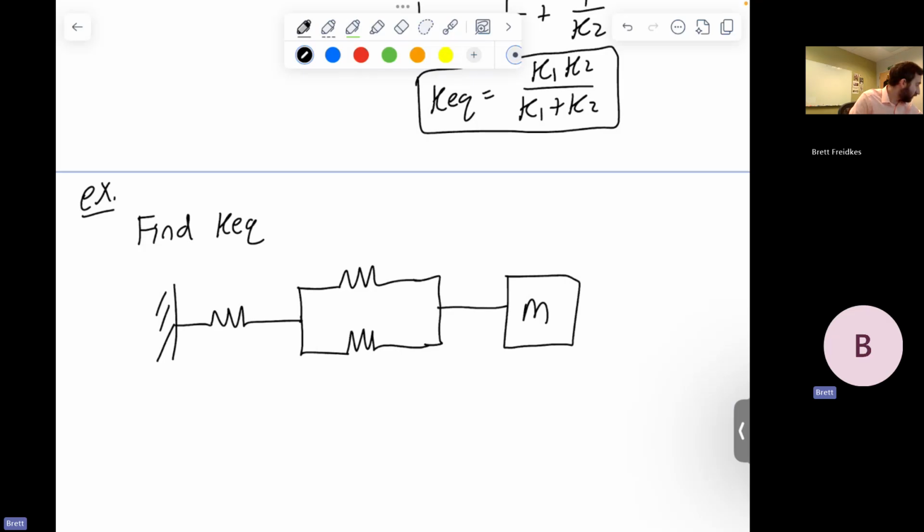I'll give you some mass. This is K1, which I'm saying is 2 newtons per meter. Now maybe I'll write it in terms of variables first: K1, K2, and K3. K1 is 2, K2 is 3, K3 is 5.